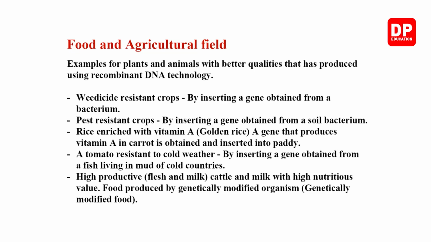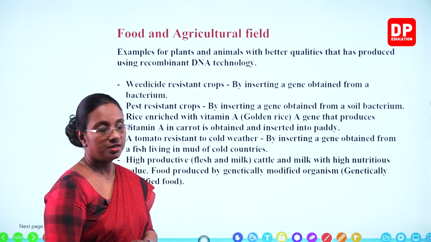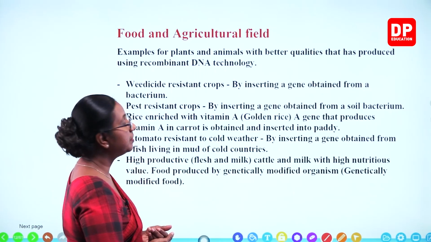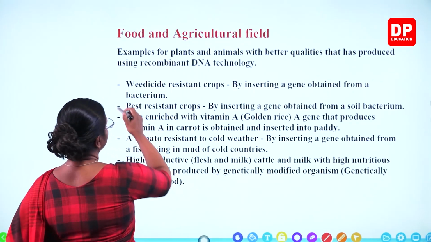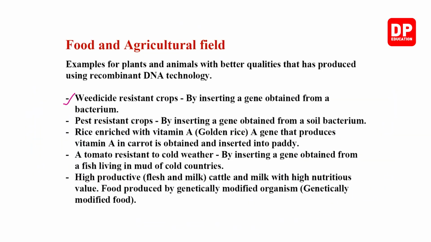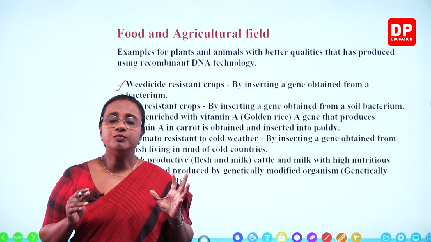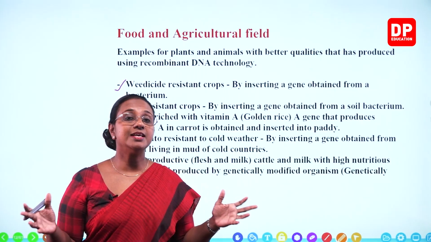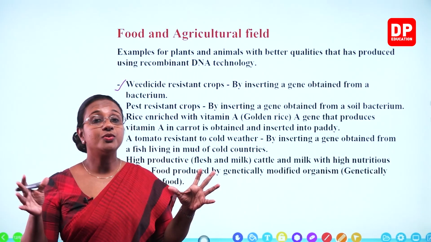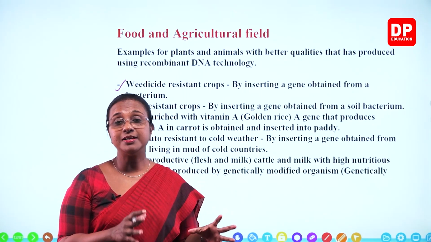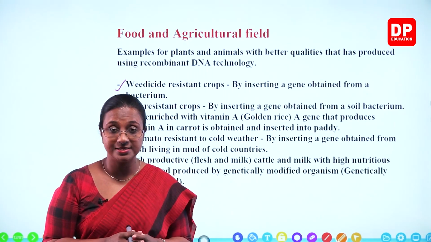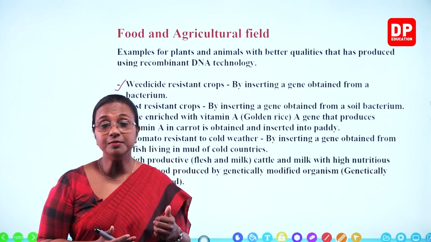Food and agricultural field. Examples of plants and animals with better qualities that have been produced using recombinant DNA technology have already been produced. The first one, weedicide resistant crops. Now what are weeds? Let's say there is a paddy cultivation. In that area, the paddy plant is the plant that we are concerned with, because we are cultivating paddy.